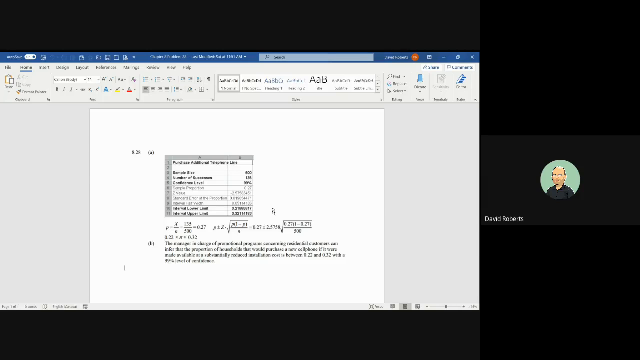In problem number 28, which has to do with purchasing additional telephone lines, you can see that you have a sample of 500 subscribers. 135 would upgrade to a new cell phone at a reduced cost. You want a 99% confidence interval. And so you put those 3 numbers in. This is a proportion. So the probability of success is that somebody would upgrade. Probability of failure is somebody would not upgrade.